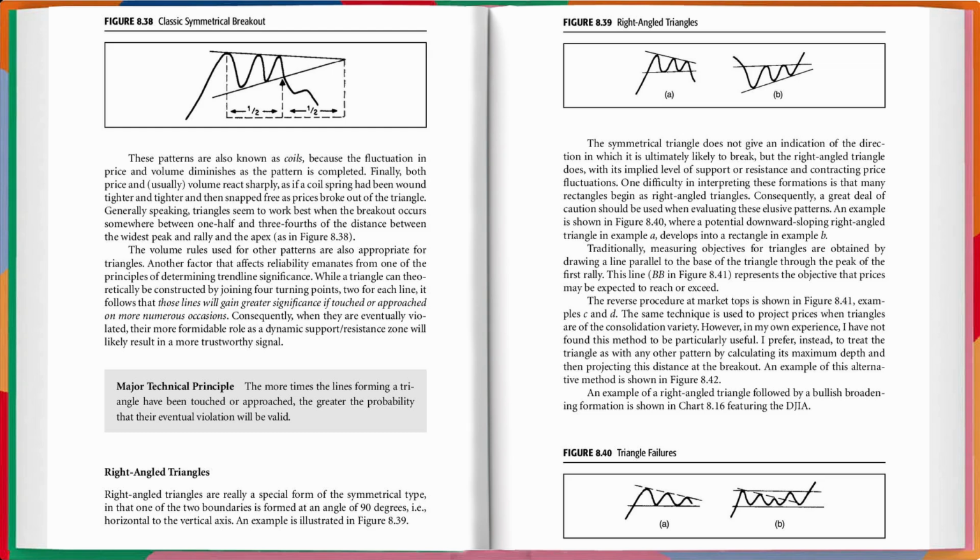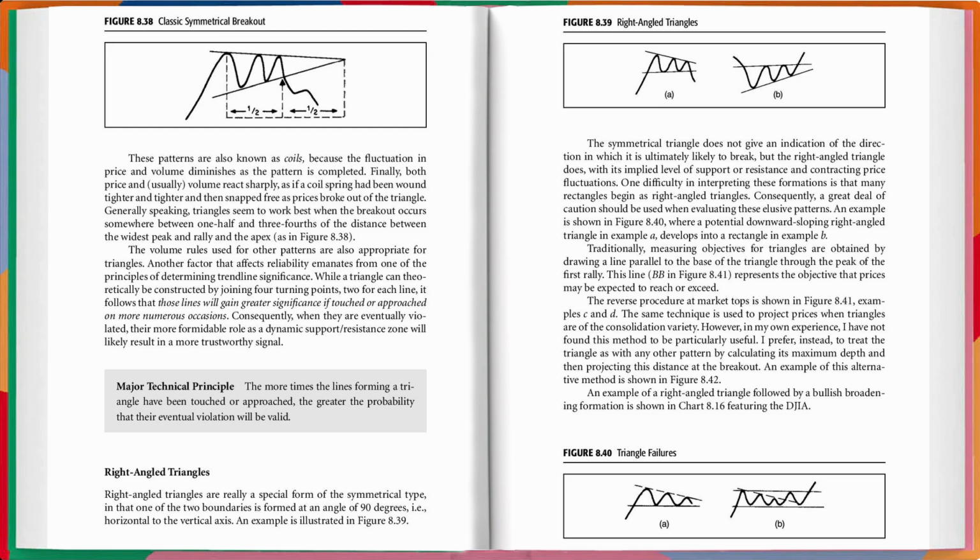Right-angled triangles. Right-angled triangles are really a special form of the symmetrical type, in that one of the two boundaries is formed at an angle of 90 degrees, i.e., horizontal to the vertical axis. An example is illustrated in Figure 8.39. The symmetrical triangle does not give an indication of the direction in which it is ultimately likely to break, but the right-angled triangle does, with its implied level of support or resistance and contracting price fluctuations.